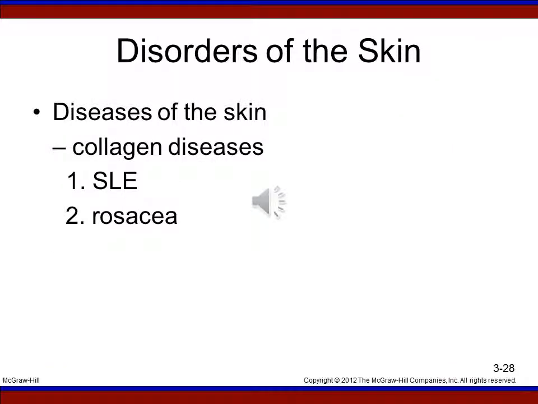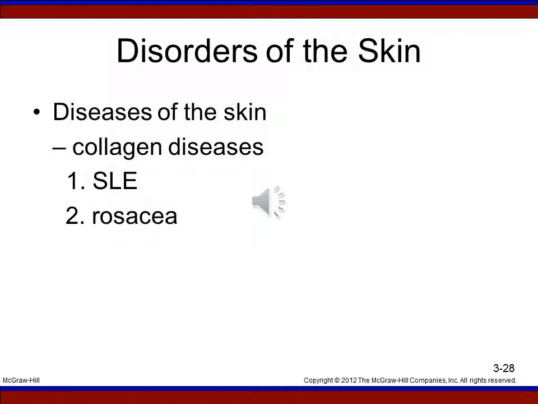Here, diseases of the skin, you have collagen diseases with SLE and rosacea. What is collagen again? And what do collagen diseases attack? Collagen is a fibrous protein, and collagen diseases attack collagen or other components of connective tissue.